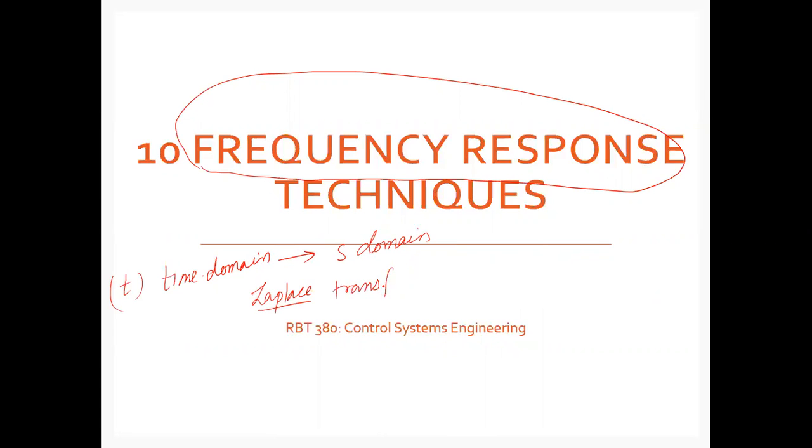Now we'll be doing S domain to frequency domain. S domain to frequency omega domain, right? That's what we'll be doing. So as you know, this S equals sigma plus j omega, right? So this omega is the frequency.